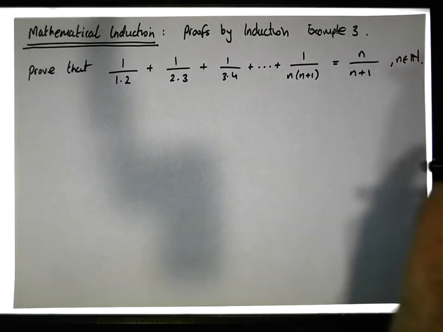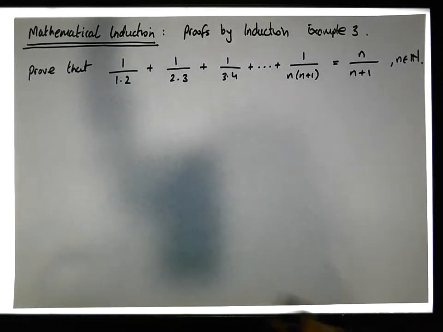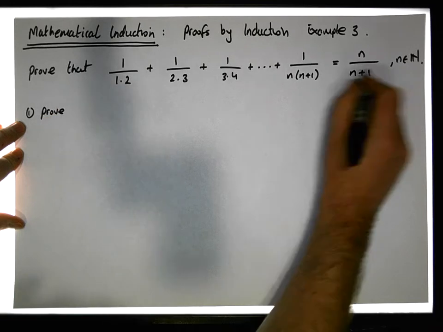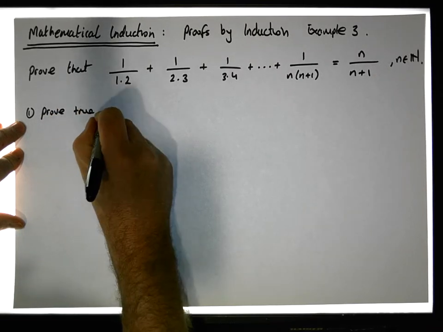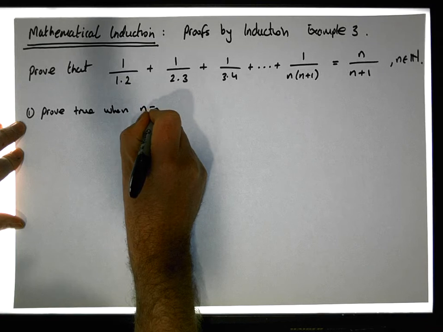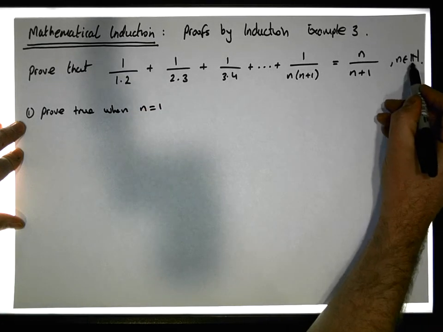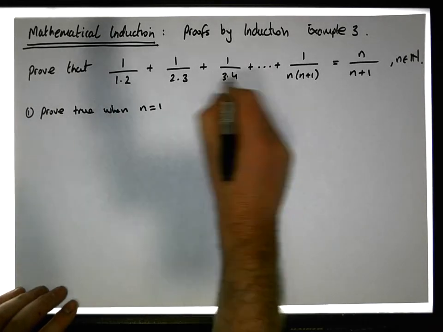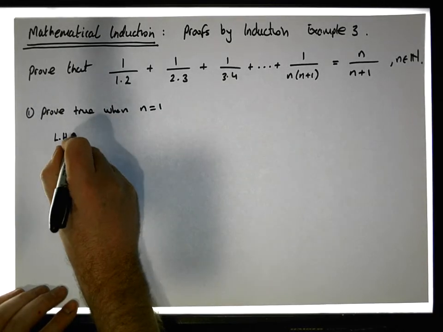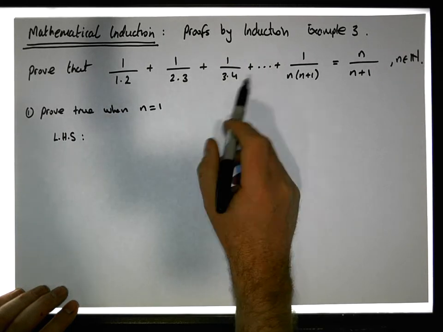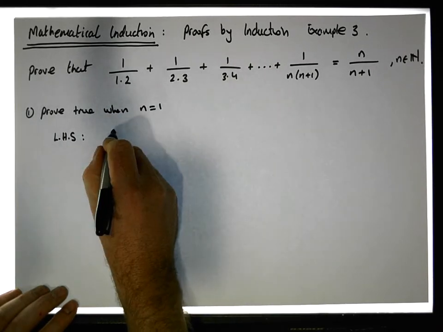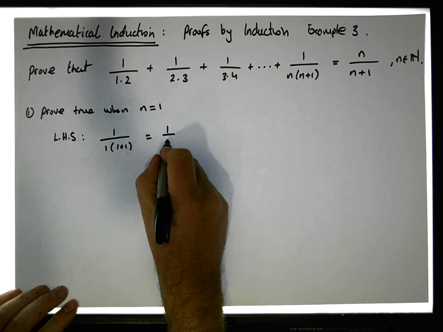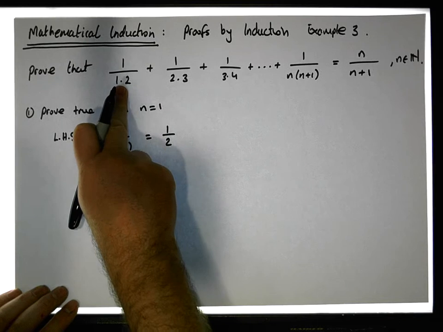And don't forget that proofs by induction have 3 steps. The first step is we need to prove that the statement is true when n is equal to, we want to do it for all the natural numbers, so we need to start with 1. So when n is equal to 1, we'd like to prove this true. Let's just take the left hand side of this particular statement. When n is equal to 1, we end up with 1 over 1 times 1 plus 1, which is equal to 1 over 1 times 2, which is a half, which is exactly what the first term is in that particular sequence.